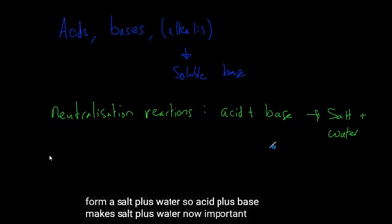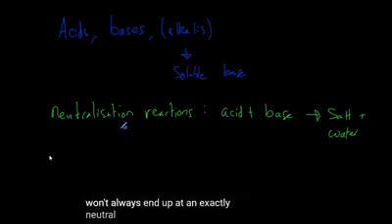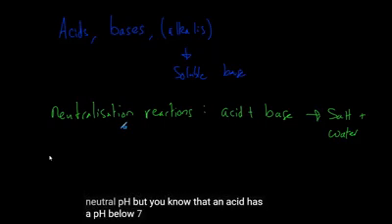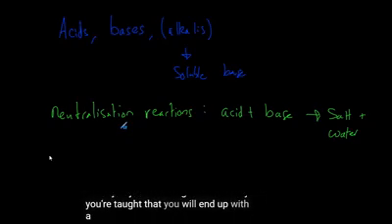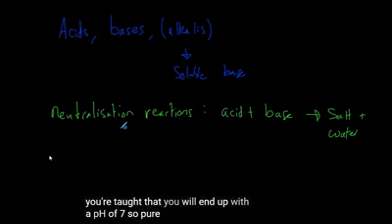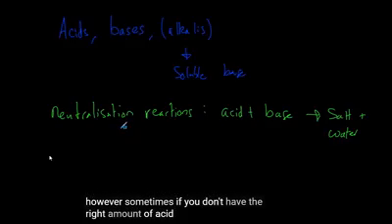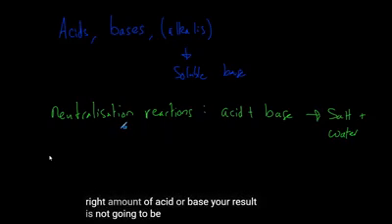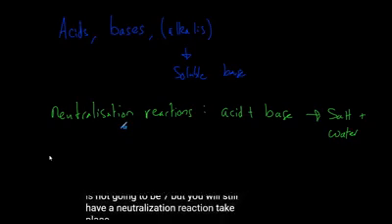Now, important to realise here is that even though it's known as a neutralisation reaction, we won't always end up at an exactly neutral pH. But you know that an acid has a pH below 7 and a base has pH above 7. When you join them together, normally you're taught that you will end up with a pH of 7. So pure water has a pH of 7. However, sometimes if you don't have the right amount of acid or base, your result is not going to be 7, but you will still have a neutralization reaction take place.